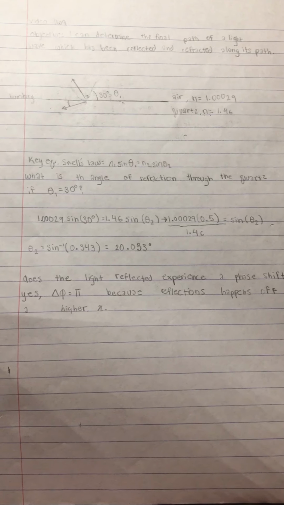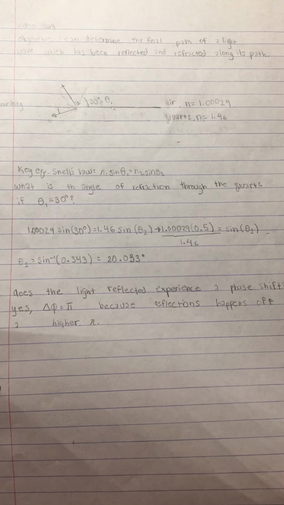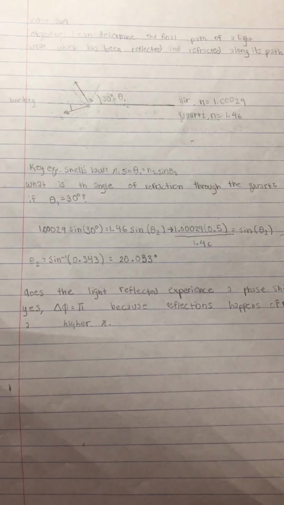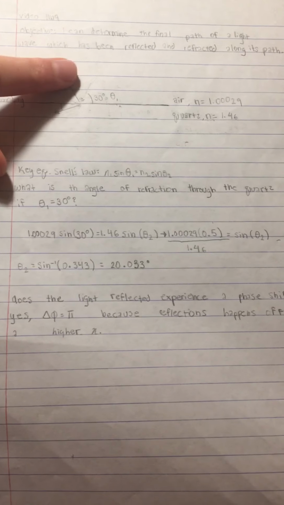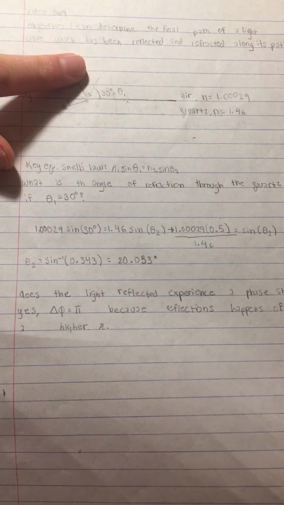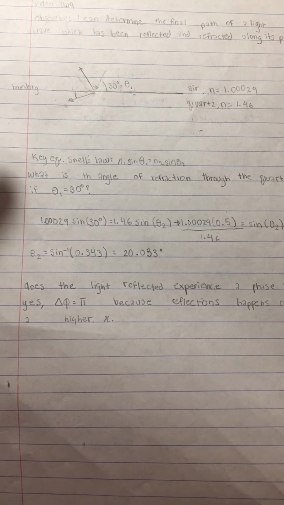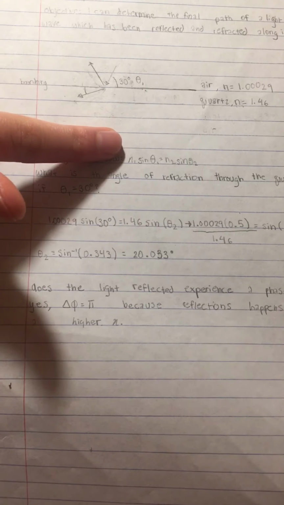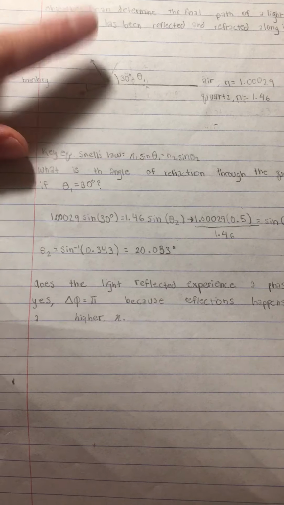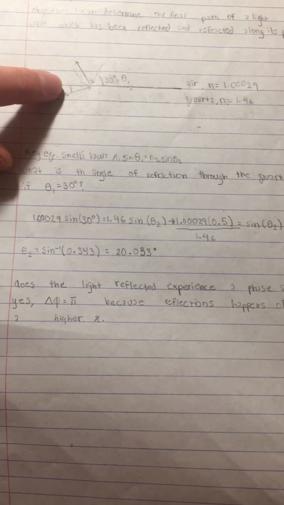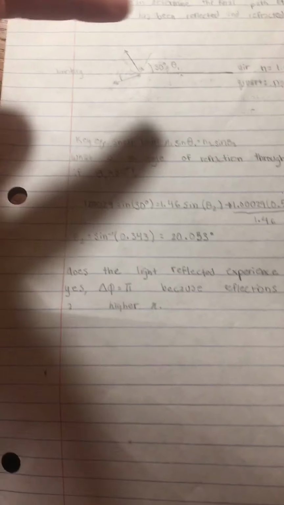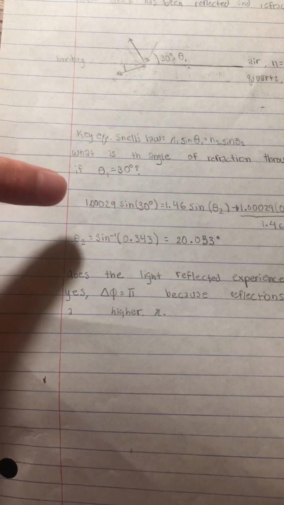And our first question is, what is the angle of refraction through the quartz if theta 1 equals this 30 degrees we see here? So we are going to just plug our values into this equation and solve for theta 2. That is our angle of refraction through the quartz that we want. This is obviously not drawn to scale.